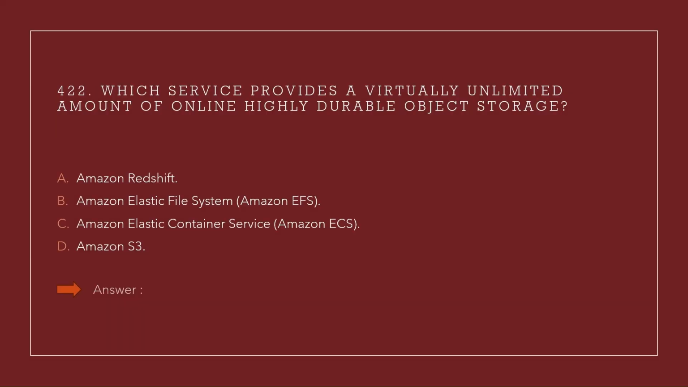Next question. Which service provides a virtually unlimited amount of online, highly durable object storage? Amazon Redshift, Amazon Elastic File System, Amazon EFS, Amazon Elastic Container Service, Amazon ECS, or Amazon S3? Correct option is option D, Amazon S3. So, Amazon S3 provides a virtually unlimited amount of online, highly durable object storage. So, option D, Amazon S3, is the right choice.